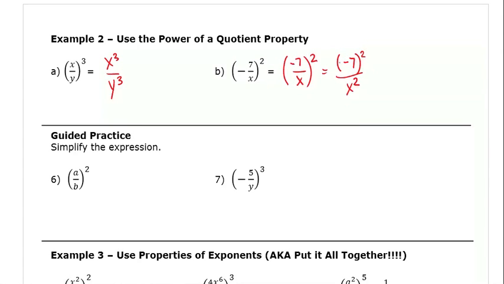And now when we have numbers and variables, we need to simplify further. So negative 7 squared would be a positive 49 over x squared. Okay, so another guided practice. Pause the video, try them out, and replay.